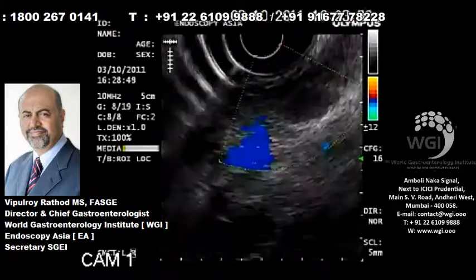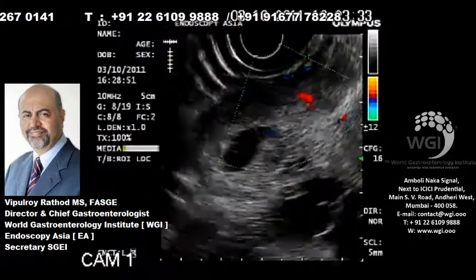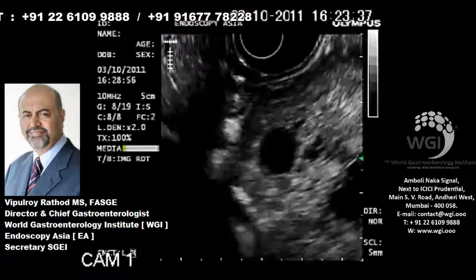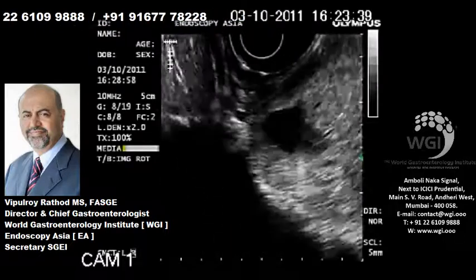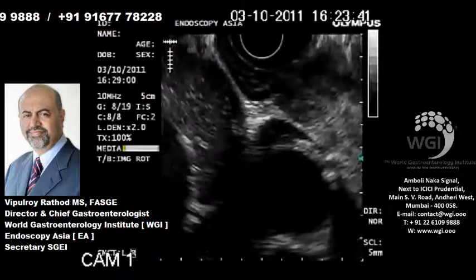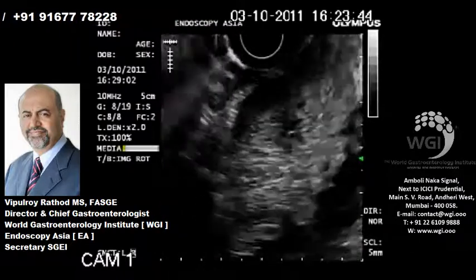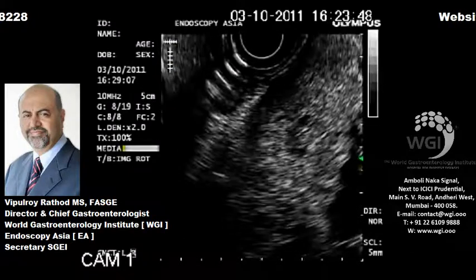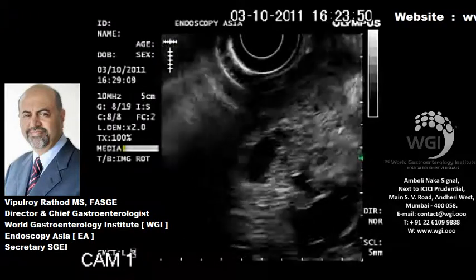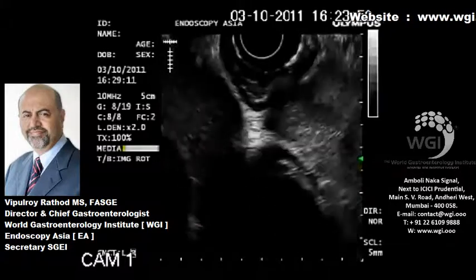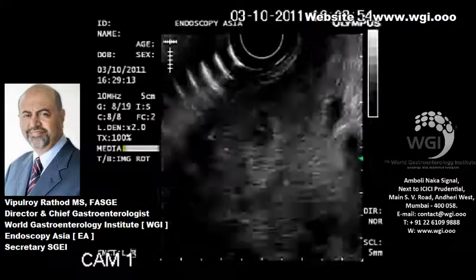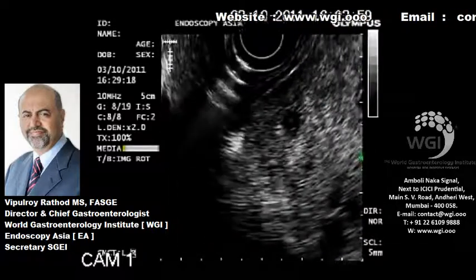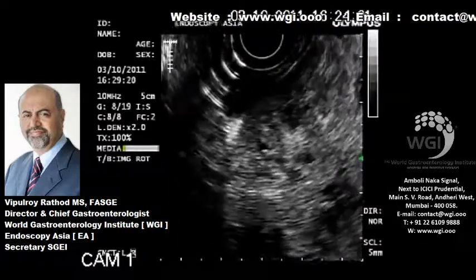So we will try and see the layers again very, very carefully. I can actually see all the layers here, but because of the sheer size, the stomach is getting a little compressed. We will deflate and try and see the layers. And you are seeing 5 distinct layers here.